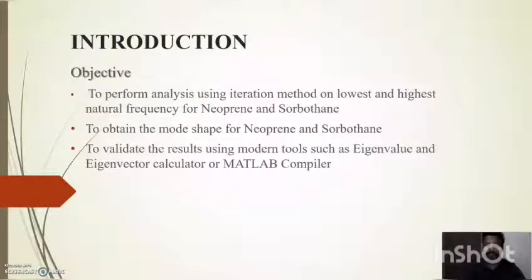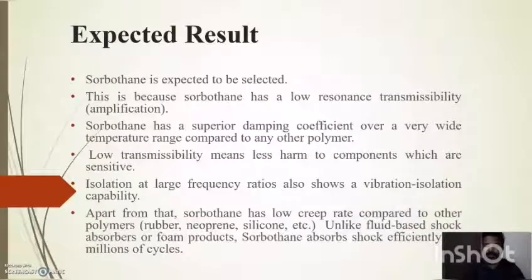For the introduction, the objectives are: the first is to perform analysis using the iteration method on the lowest and highest natural frequency for neoprene and sorbothane. Second, to obtain the mode shape for neoprene and sorbothane. Third is to validate the results using modern tools such as an eigenvalue and eigenvector calculator or MATLAB compiler. Next, we'll be looking at the expected result.